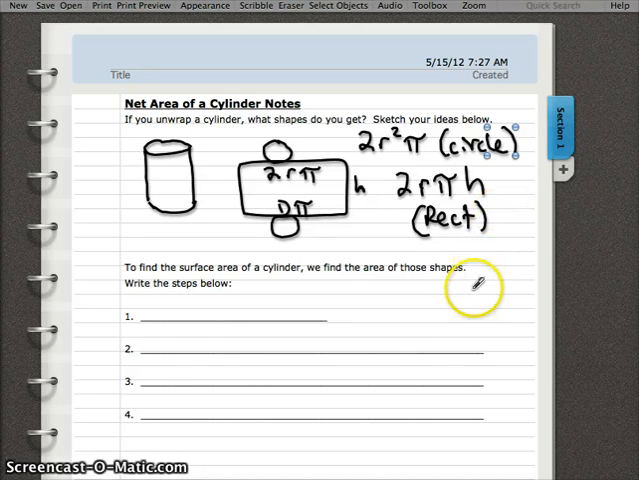I think it's a lot easier to think about a cylinder as being these three basic shapes, or just two basic shapes, rather than memorizing the formula. Because if you just think about the shapes and how to find the area of those shapes, it leads you into the formula anyway. But you're more than welcome to memorize this formula if you want: 2r squared pi plus the area of the rectangle, 2r pi h.